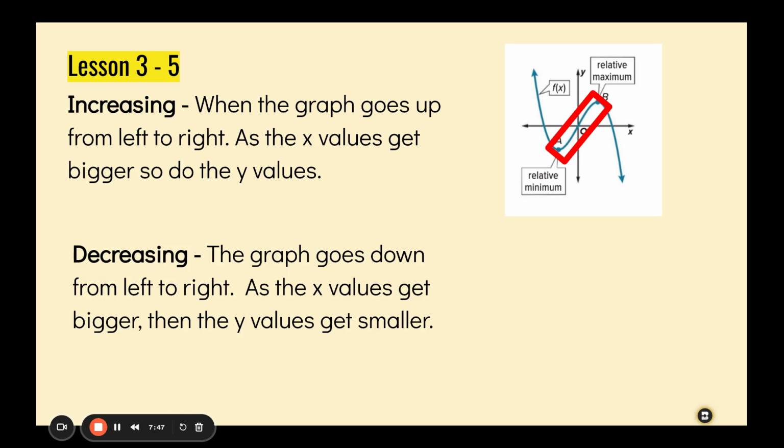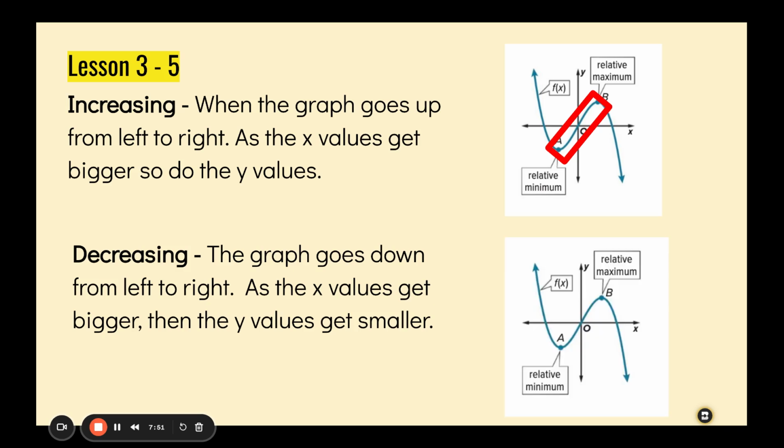Decreasing, the graph goes down from left to right. So as the x values get bigger, the y values get smaller. So here and here. If you look at this point right here, negative 4 and positive 6. I don't know. But if I come down here, this is going to be negative 2, negative 3. I don't know. But as the x got bigger, the y got smaller.